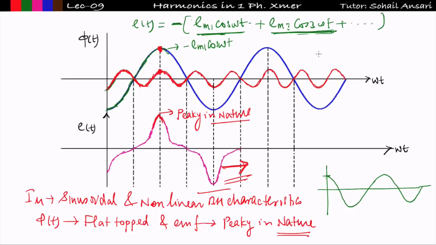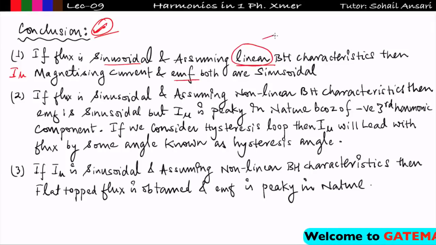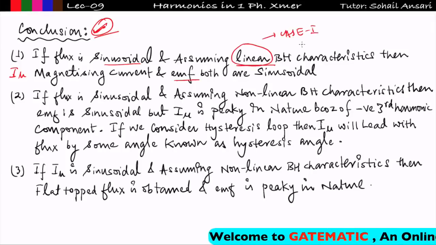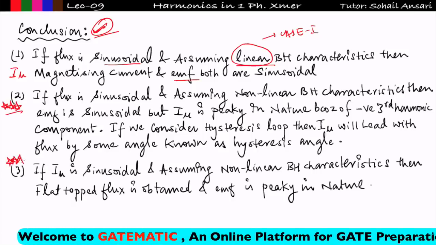So what is the final conclusion? In a nutshell, if I have to conclude what we have studied in this lecture, then see the first. If flux is sinusoidal and assuming linear BH characteristics, meaning the BH characteristic is linear and flux is also sinusoidal, then in this case the magnetizing current I mu and EMF E are both sinusoidal. This is case 1. Now see case 2. This is very important. Case 3 is also important.